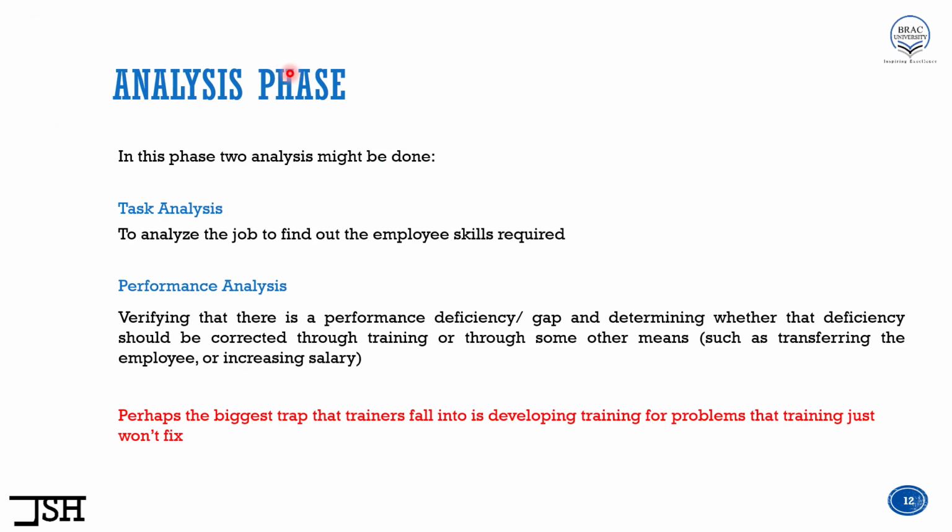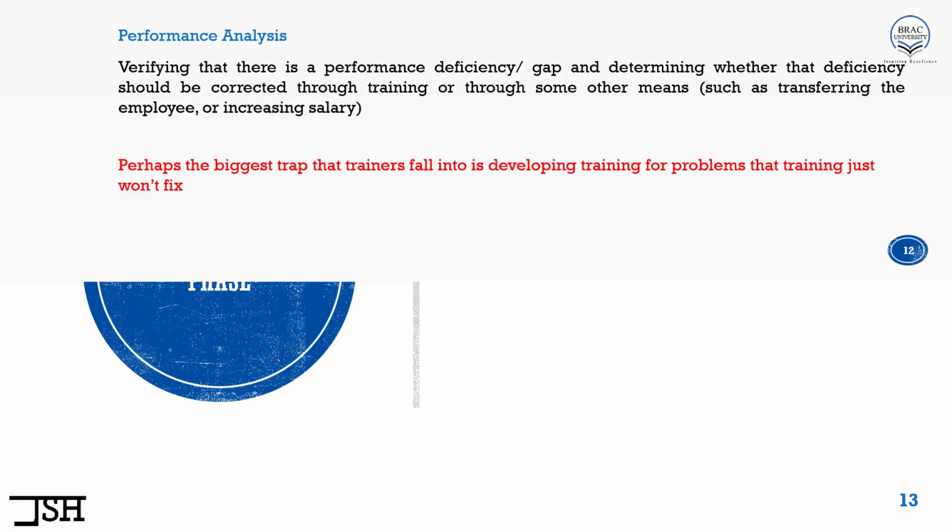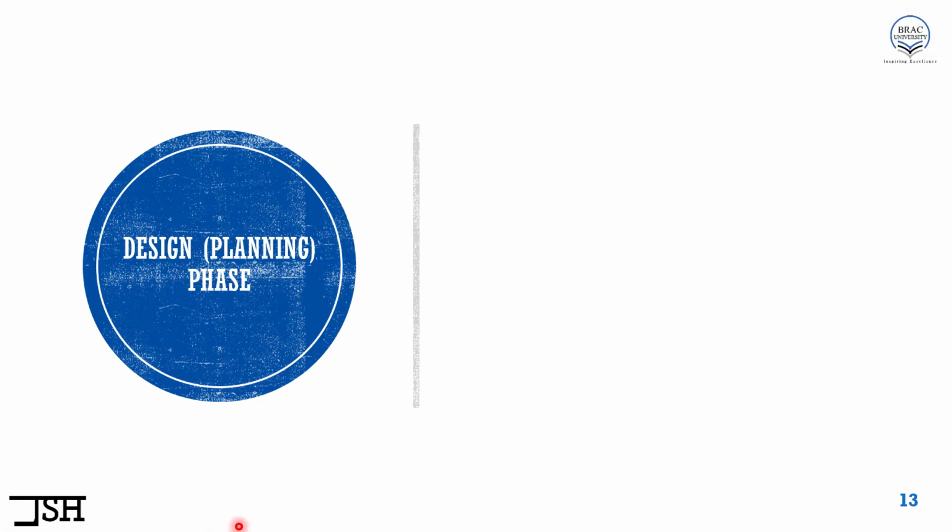Alright, so we are done with the analysis phase. Now let's move on to the next phase, which is the design phase. Again, you can think of it as a planning phase, as it is written here. Now this is very simple. As the name suggests, we are going to do some planning here. So after the analysis phase, if we think that we need training, then we move on to this phase. So what happens here? Let's take a look.